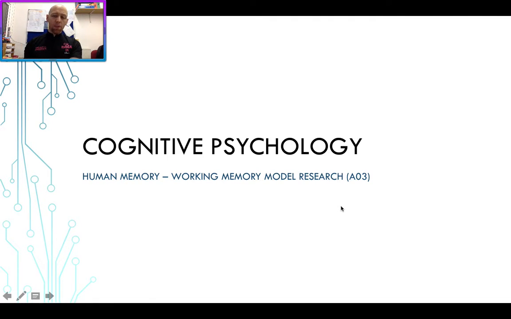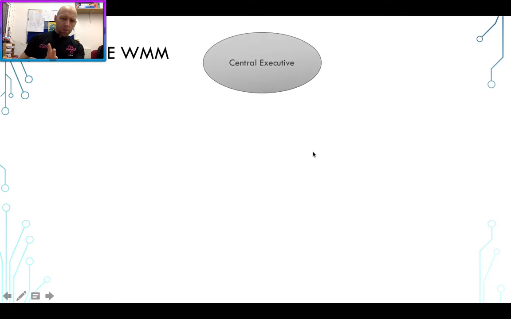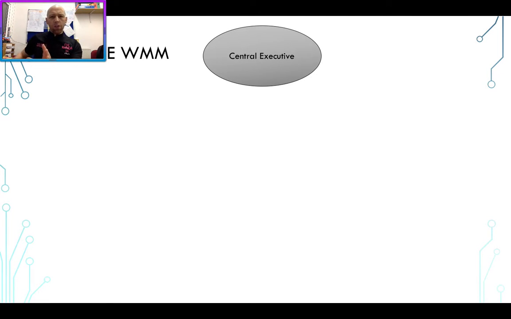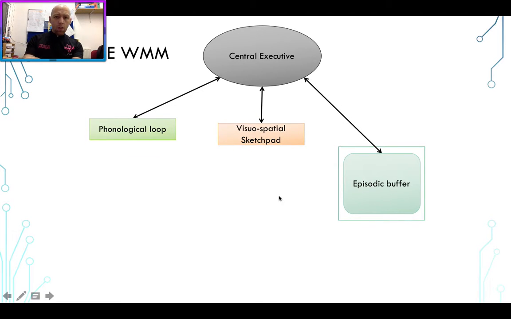This will be a supplemental lesson on the working memory model and the research supporting and criticizing it. So let's get stuck in. We're going to look at research specifically. So remember from last time, we talked about the central executive, the supervisory component. It had three slave systems to help it do its job. In this case, we have the phonological loop, the visual spatial sketchpad, and the episodic buffer.